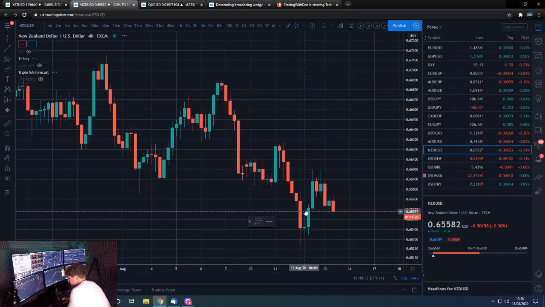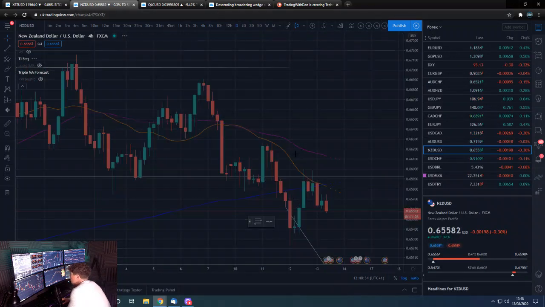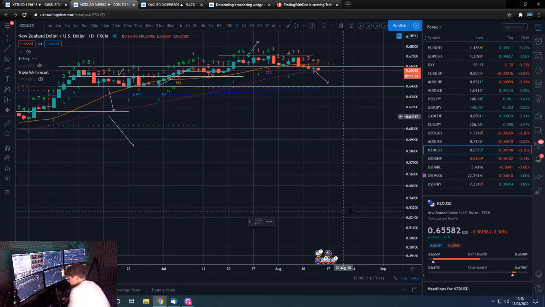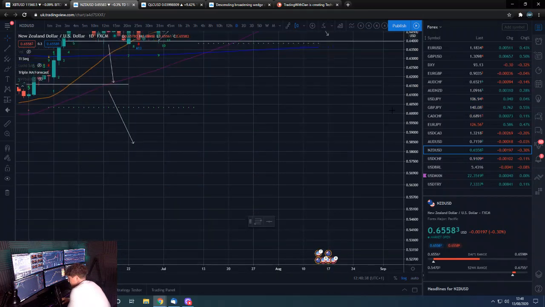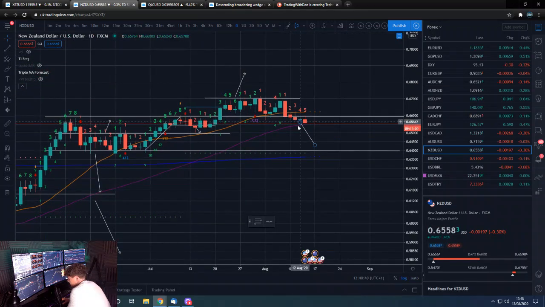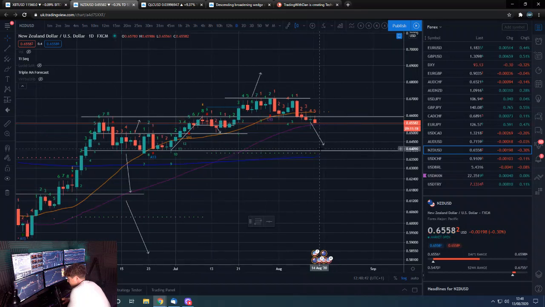New Zealand dollar, US dollar on the daily. Yeah, this has obviously fallen out of here now. Fell out yesterday, a bit of indecision. Now we are out of this. So realistically, targets down here.